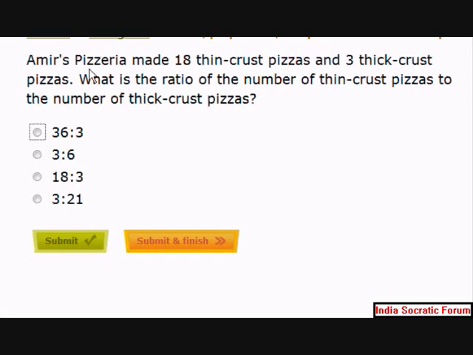Amir's Pizza shop made 18 thin crust pizzas, 3 thick crust pizzas. What is the ratio of the number of thin crust pizzas to the number of thick crust pizzas? You have to pause the video and find out: 36 is to 3, 3 is to 6, or 18 is to 3, or 3 is to 21. Which one is right?